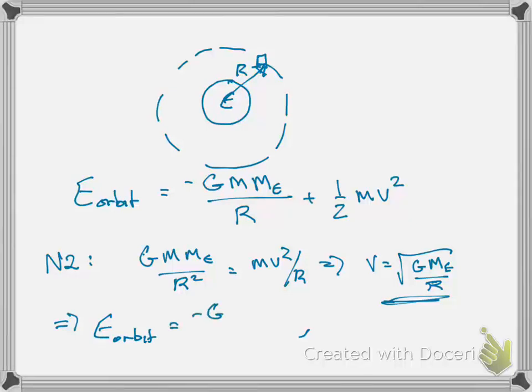The total energy is minus GMm_E over r plus 1/2 GMm_E over r. So that ends up being that the energy of something in orbit, anything in orbit, is minus GMm_E over, whoops, over 2r. Just solve the algebra from the previous page, and that's what you get. The total energy of something in orbit is minus GMm over 2r.